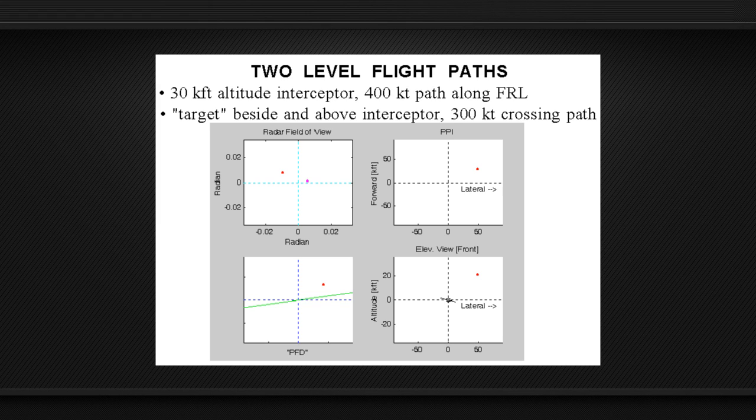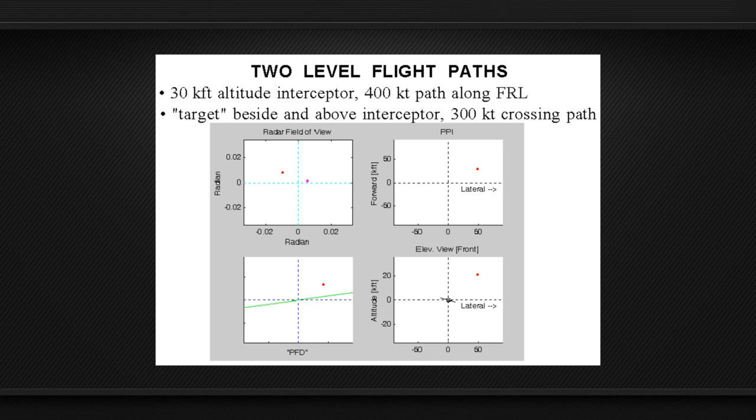30,000 feet altitude, and a target, tracked object, not necessarily a target in a military sense. Directions for scenario geometry are expressed with respect to the interceptor's path along its fuselage reference line, FRL. Interceptor and target speeds are 400 and 300 knots respectively, both horizontal, with the target velocity 25 degrees off from the reference interceptor FRL axis.